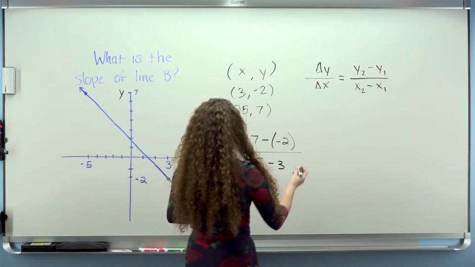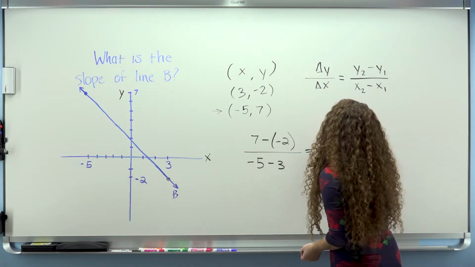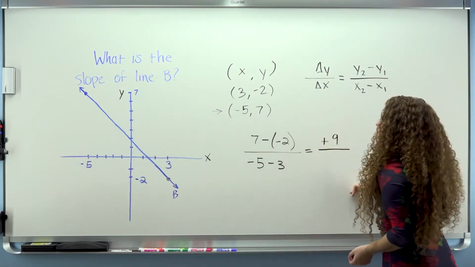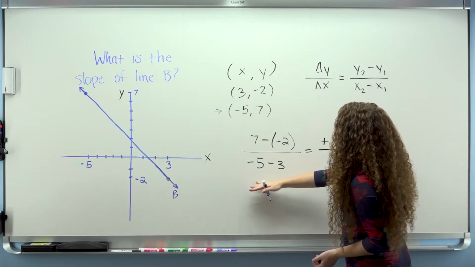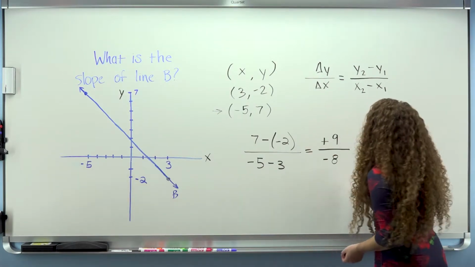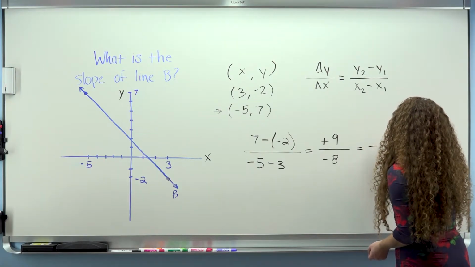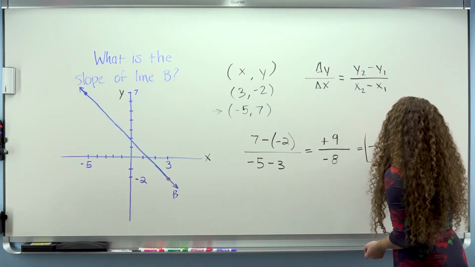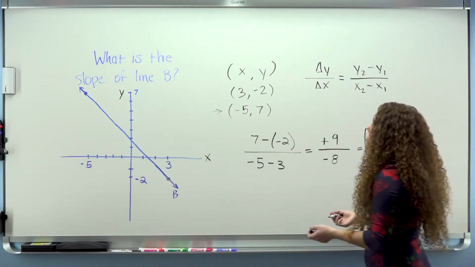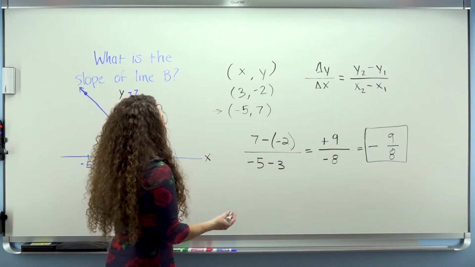And that would come out to, we would get 7 minus a -2 would be a +9. Right, so I'll just write a plus. And then we have -5 minus 3 would be -8. Okay, so this would come out just to -9/8. So the slope of our line B would be -9/8, but just to show you guys, using this coordinate value first, just to make sure we get the same exact thing.